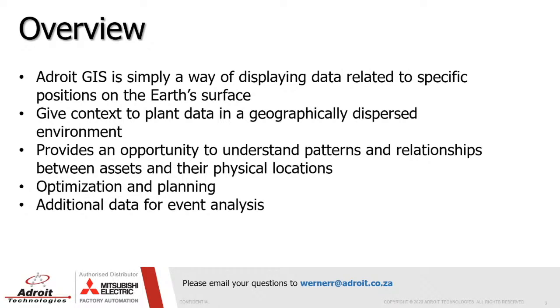So a geographic information system, GIS, is a simple way of displaying data related to specific positions on the Earth's surface to allow one to more easily understand their patterns and relationships. It provides more context to geographically dispersed data. This then represents an opportunity to optimize and plan activity accordingly. It can also assist in tracing root causes of certain events or issues.